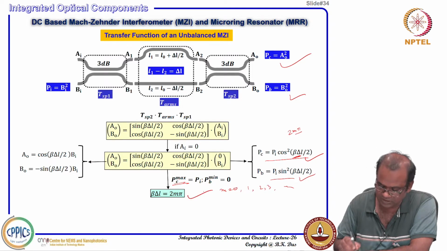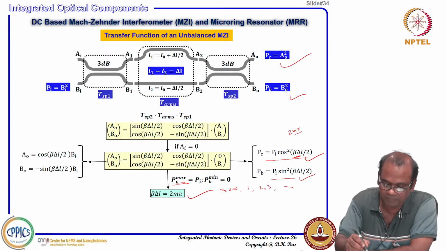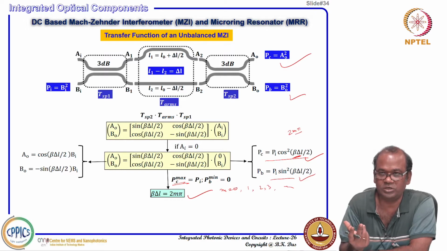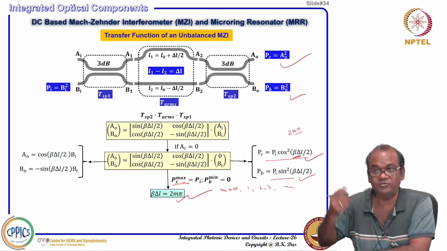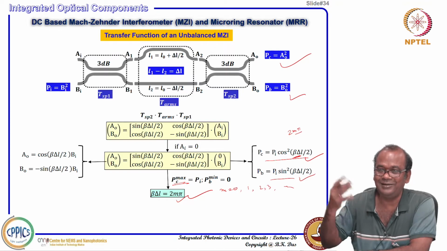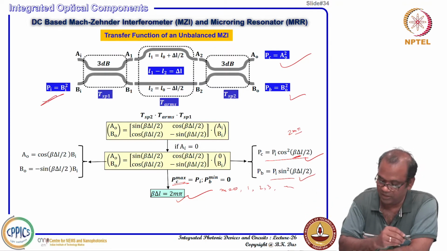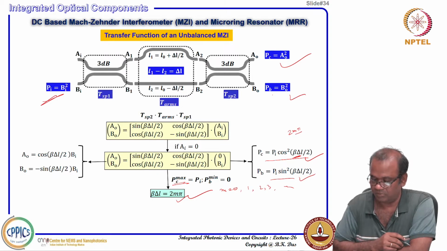So, if this is the condition, if the path length difference delta L you introduce in the two arms, multiplied by beta, that is beta delta L, is exactly matching 2 pi times integer values, then you can ensure that the entire power will be going to your cross port and no power will be in the bar port.